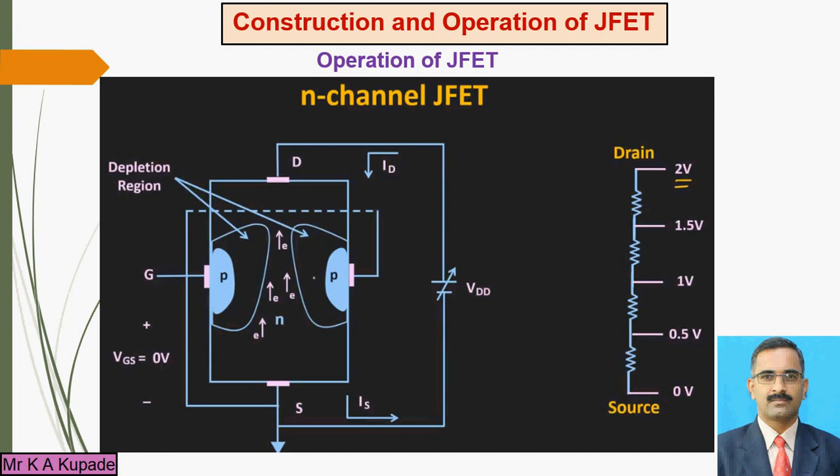Due to the flow of majority carriers, ID is nearly equal to IS, because the entire current, which we call the conventional current, passes through this channel toward the source. So ID is equal to IS. You can say simply that ID current is flowing through the bar. Now see this figure carefully.